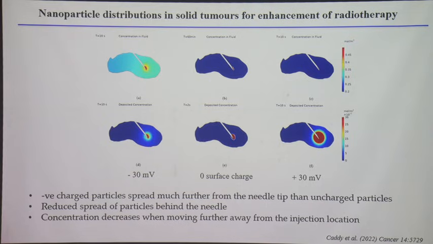I think this just summarizes what I said, that the negatively charged particles spread much further. But if you look at the local distribution with this particular type of needle design, behind the needle, because of the shape, it blocked the flow to the back of the needle, and so you have less concentration behind. So maybe through design of a better tip, this problem could be improved or resolved.